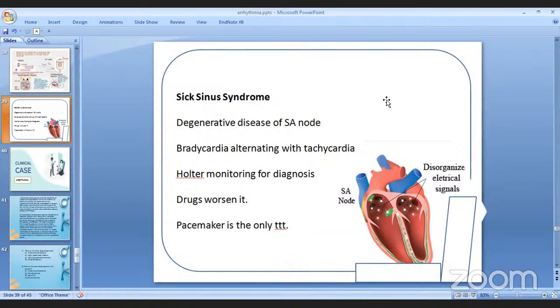In cases of right-sided coronary artery disease, the SA node can be infarcted. The SA node can be fibrotic. It's a gradual degeneration of the SA node. It's sick sinus syndrome. There's going to be bradycardia alternating with tachycardia. So it's not just bradycardia. It is bradycardia alternating with tachycardia.